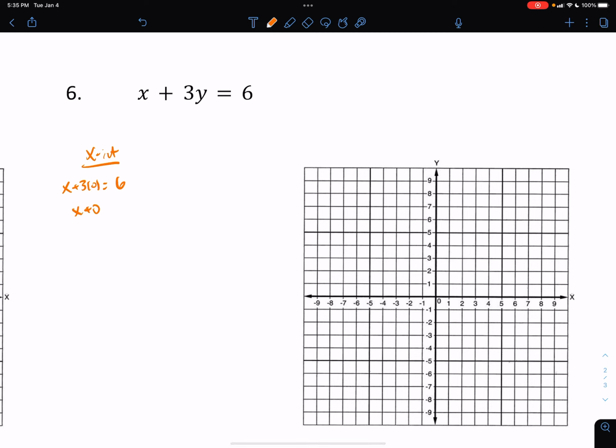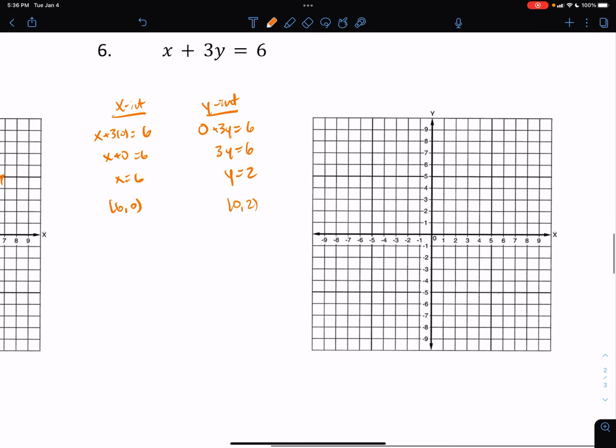X plus 0 equals 6. I got x equals 6. That means it's 6 comma 0. Your y-intercept, let's do the same thing. But remember, y-intercept is when x equals 0. So 0 plus 3 times y equals 6. 3y equals 6. Divide by 3, get y equals 2. So I have 0 comma 2 for this one.